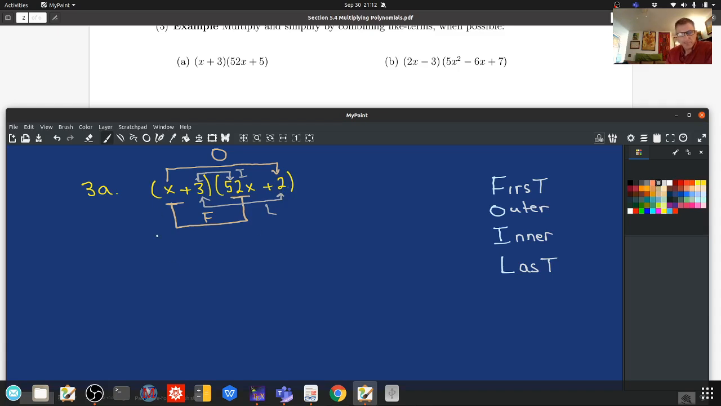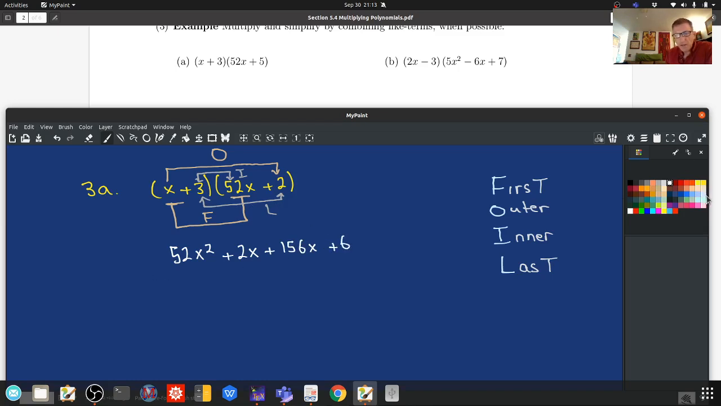So doing that, multiplying first terms, we go x times 52x. So that gives us 52x squared. Then we go our outer terms, so that's x times 2. So that's plus 2x. We always put the coefficient in the first. Then we go the inner terms. 3 times 52x is 156x. Then we do our last, which is 3 times 2, which is 6.